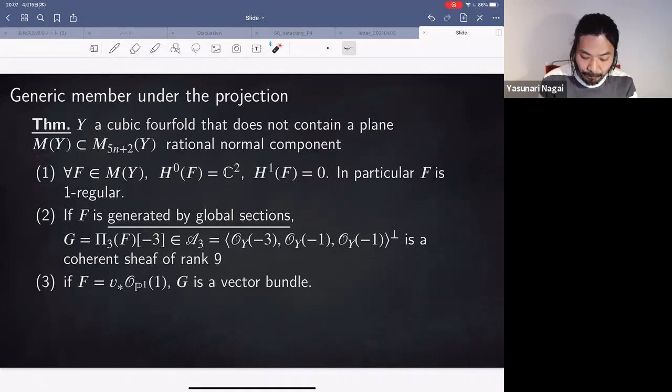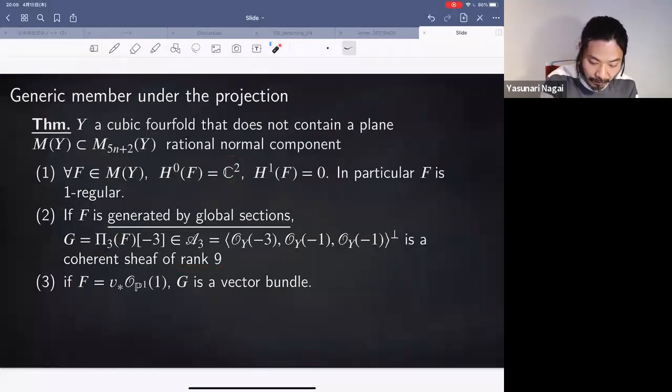So then the claim is the following. First, if we take a sheaf from this component, then H0 is two-dimensional and H1 is always 0. In particular, F is one-regular. So this is the first claim. And the second claim is that if F is generated by global sections, then the image of the Kuznetsov projection is just a shift of some coherent sheaf of rank 9.